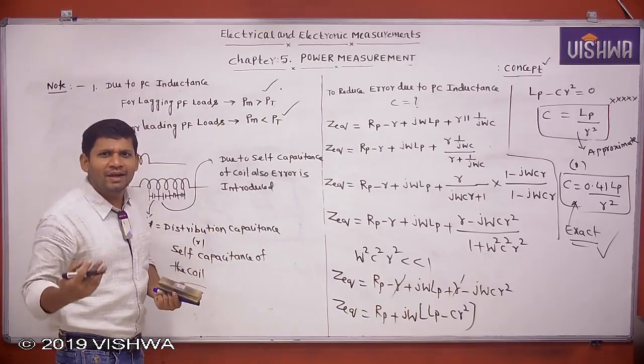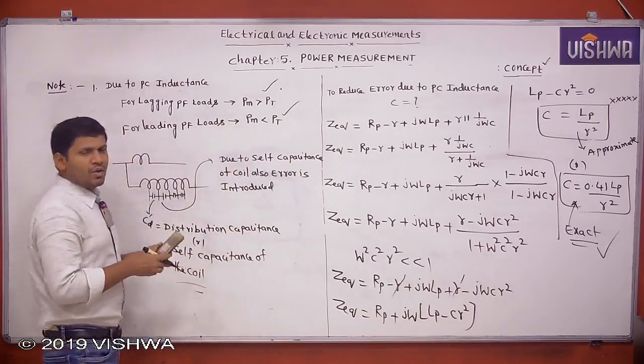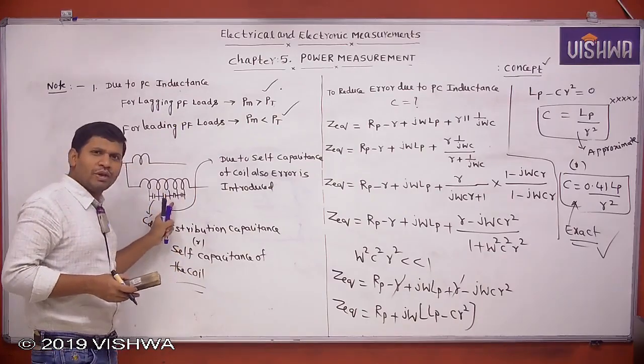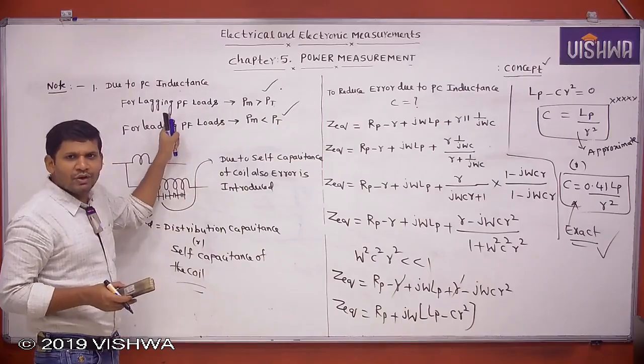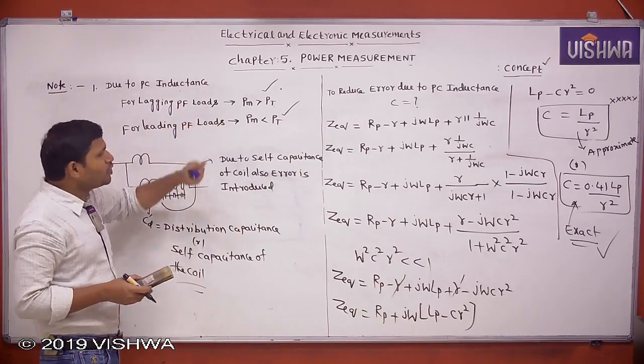Then when is it greater than the true power and when is it less than the true power? Exactly opposite. Why exactly opposite? Because the inductive reactance and capacitive reactance are opposite. The inductive reactance is positive and the capacitive reactance is negative. That's why we get exactly opposite results.